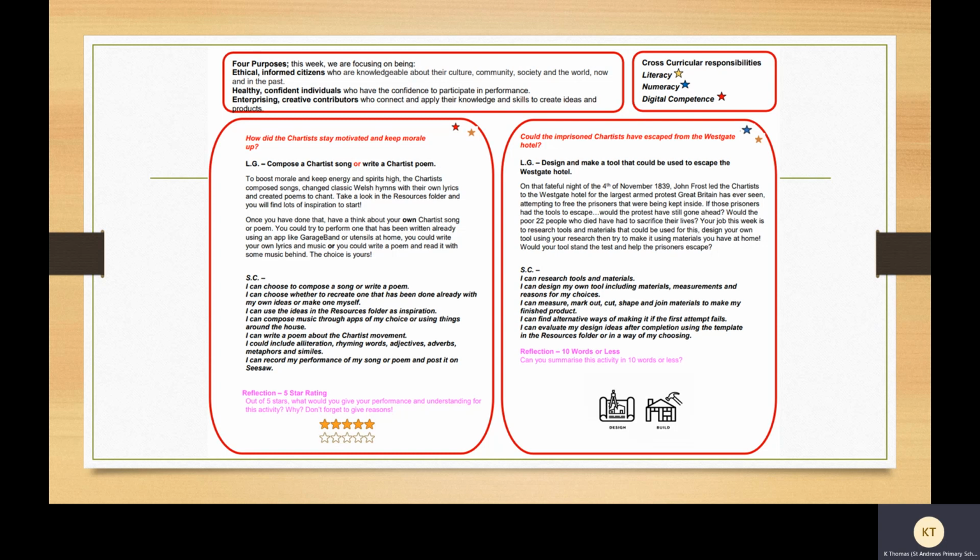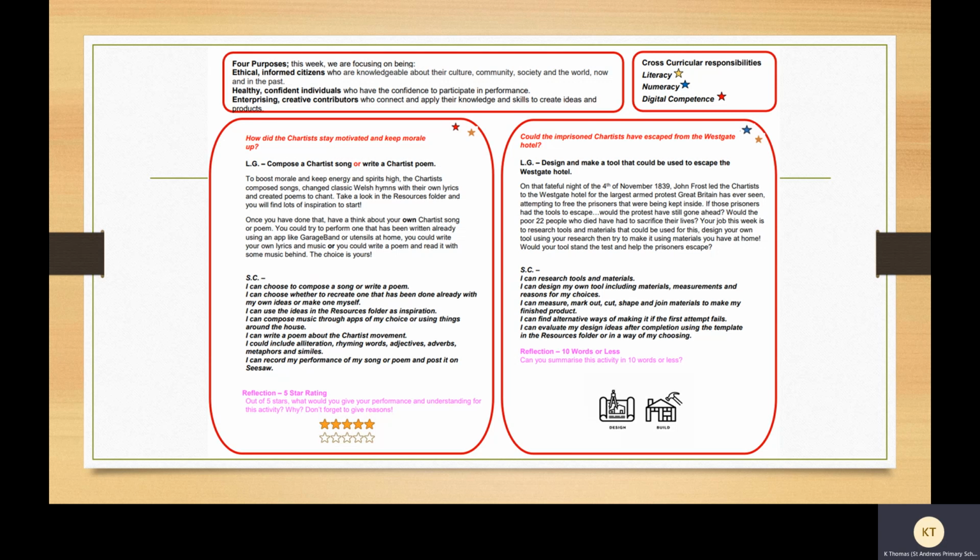You have 3 main tasks based on our project this week, and the exciting thing is they are all very creative. For the first task, the wonder is, how did the chartists stay motivated and keep morale up? And your learning goal is to compose a chartist song or write a chartist's poem. Now, to boost morale and keep energy and spirits high, the chartists composed songs, changed classic Welsh hymns with their own lyrics, and created poems to chant.